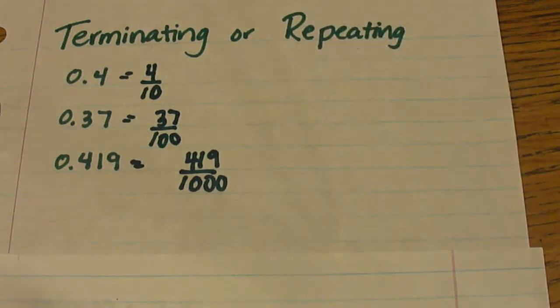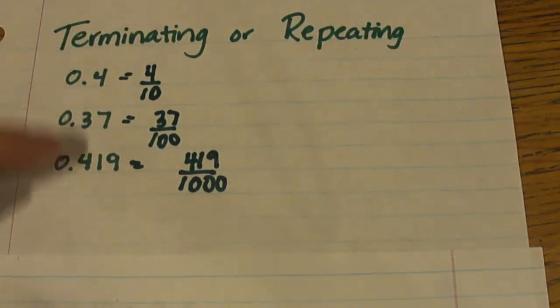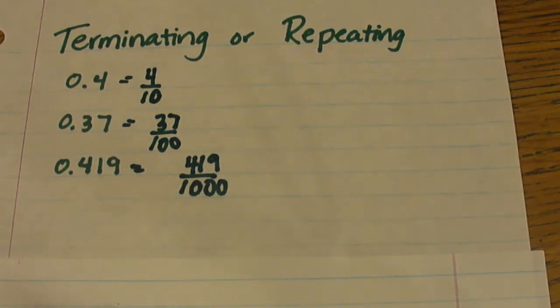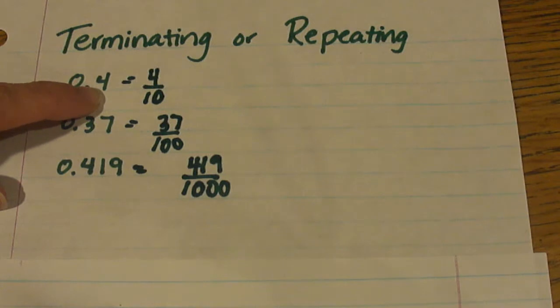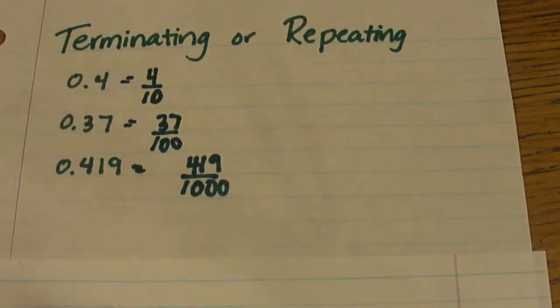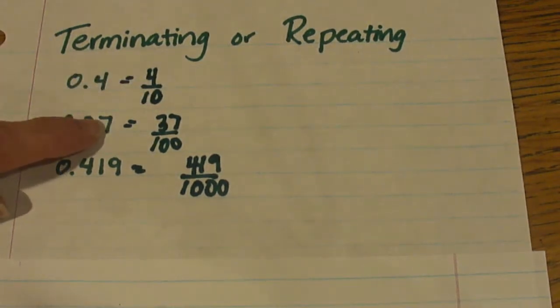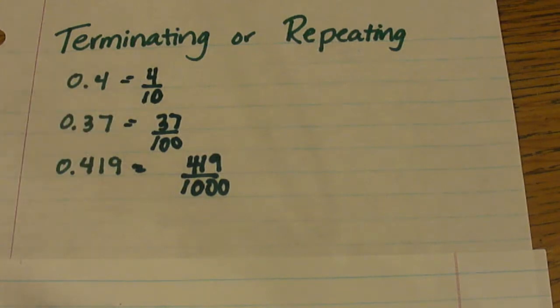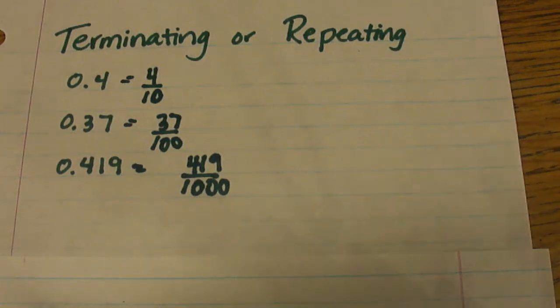For every terminating decimal, or decimal that stops and does not repeat, we can write it over its place value. The last digit's in the tenths place, so our denominator is 10. The last digit in the hundredths place makes the denominator 100, and so on. This means that all terminating decimals can be written as fractions with a denominator of 10, 100, 1000, and so on. So any power of 10 in the denominator will always terminate.